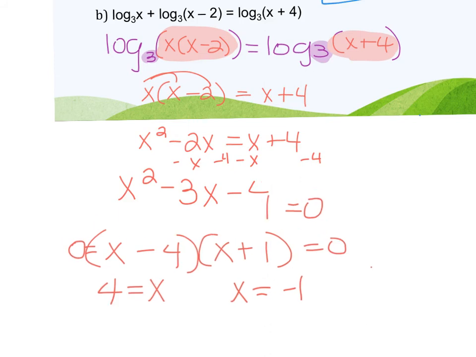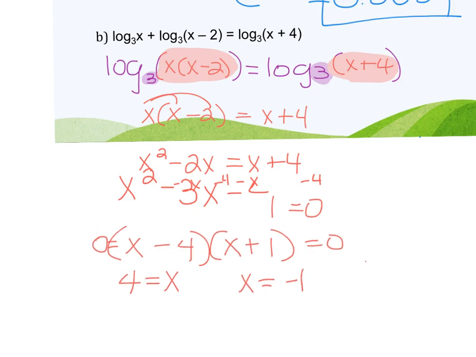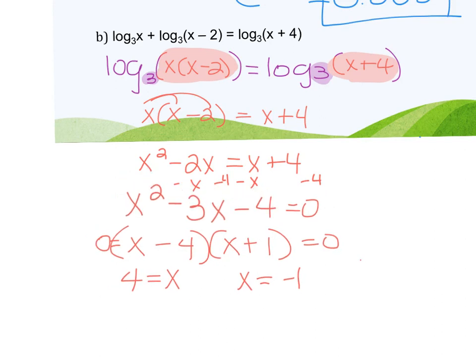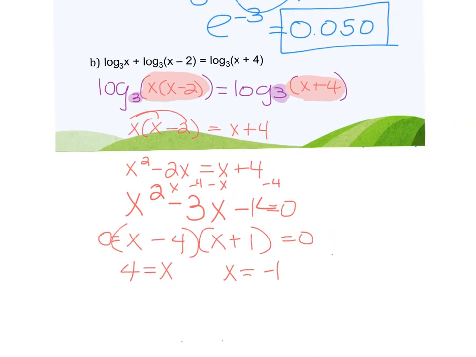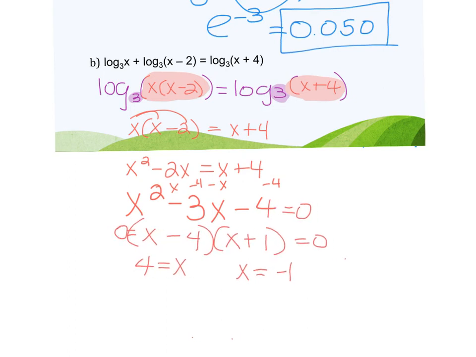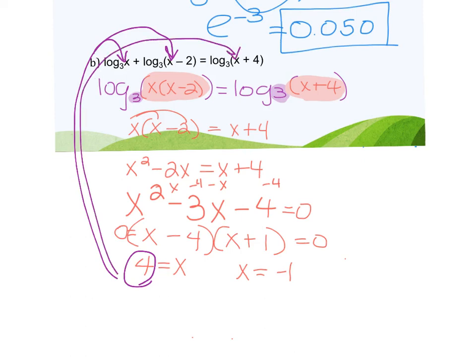And here's one you have to check because your original equation had a log in it. So if I were to plug back in the 4, here it's fine. 4 in here would give me 4 minus 2, which is 2. I can find the log of 2. And then here it's fine. 4 plus 4 is 8. I can find the log of 8. But if I plug back in the -1, on the right it's fine. -1 plus 4 is 3. I can still find the log of 3.